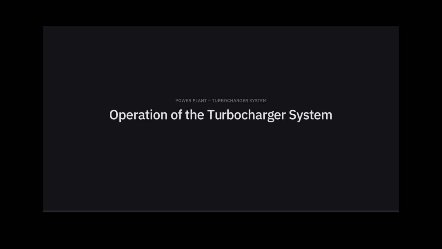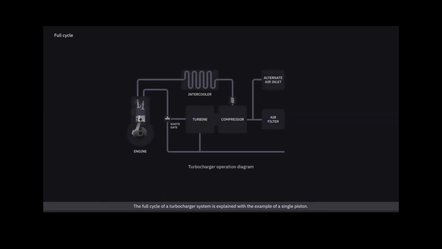Operation of the turbocharger system. The full cycle of a turbocharger system is explained with the example of a single piston. The turbocharger system operation starts when the exhaust gases from the engine enter the turbine. Their energy causes the turbine to rotate at high speeds, which in turn drives the compressor through the shaft. The exhaust gases flow out through the lower cowling to the exterior of the airplane.